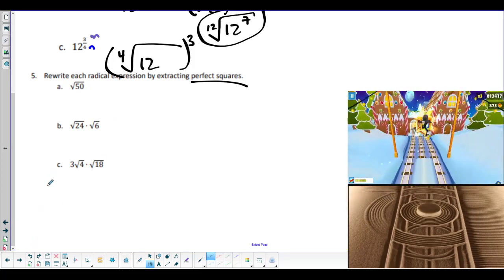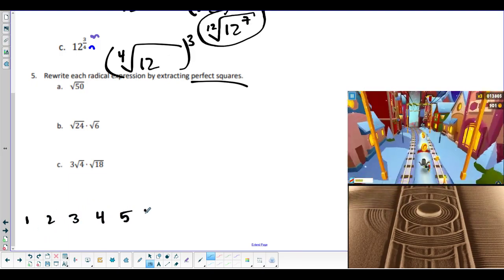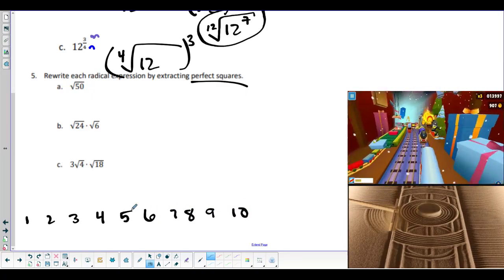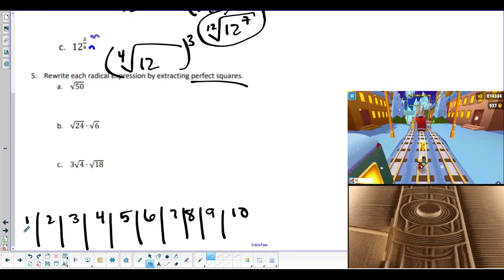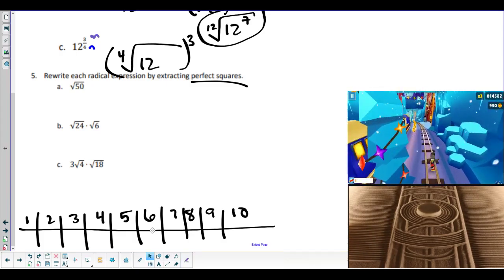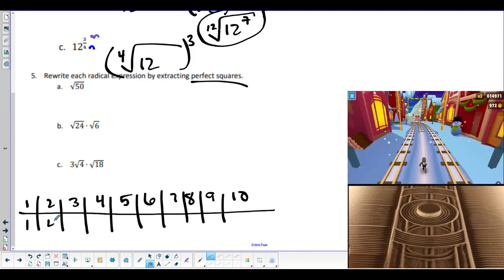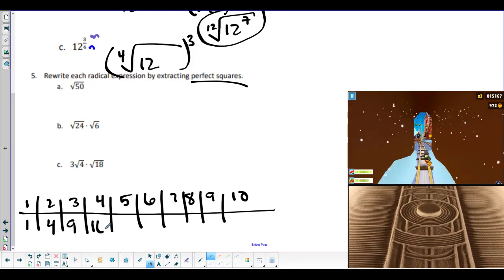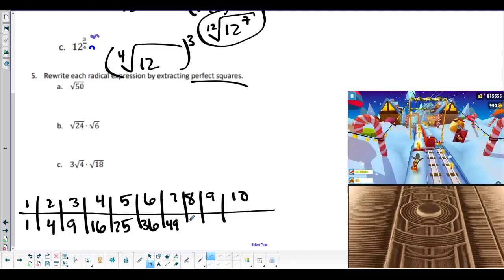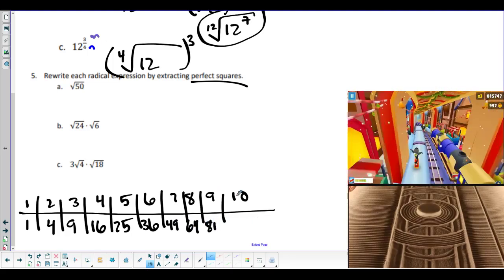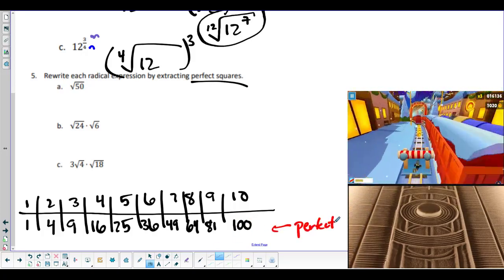So what I mean by the perfect squares is we have all these countable numbers, 1, 2, 3, 4, 5, 6, 7, 8, 9, and 10, right? Each one of these has a perfect square that's associated with it, and you find it by taking the number times itself. So 1 times 1 is 1. 2 times 2 is 4. 3 times 3 is 9. 4 times 4 is 16. 5 times 5 is 25. 6 times 6 is 36. 7 times 7 is 49. 8 times 8 is 64. 9 times 9 is 81. And 10 times 10 is 100. This bottom row, these are the perfect squares. Okay?